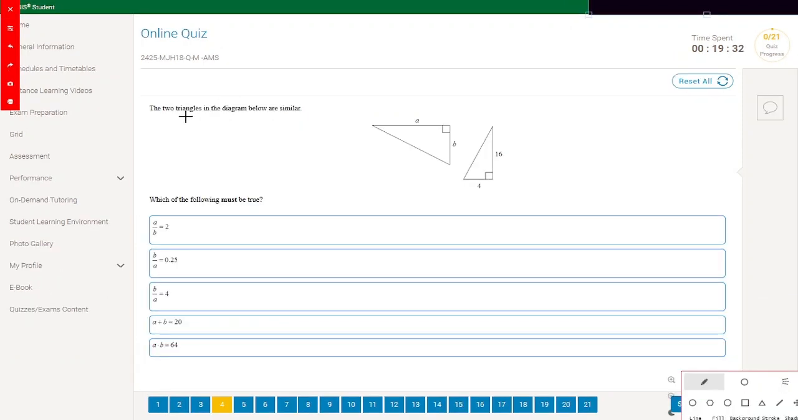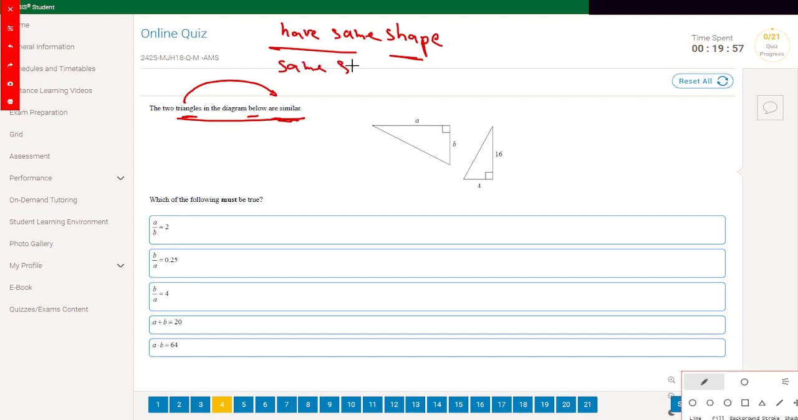The two triangles in the diagram below are similar. When the question asks about triangles being similar, that means the triangles have the same shape, same sides, but it can have a different size.